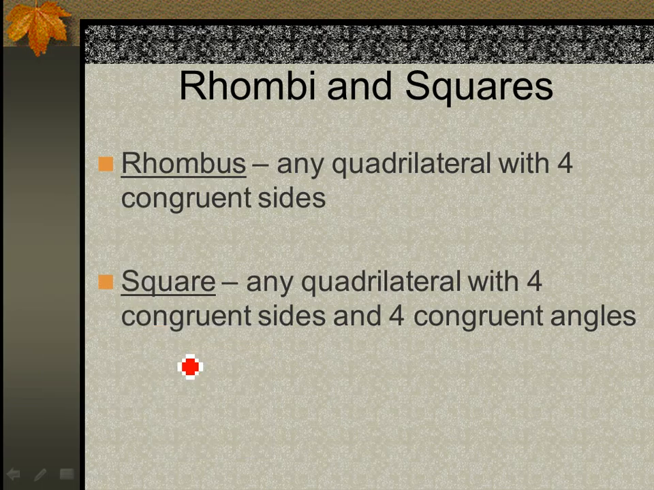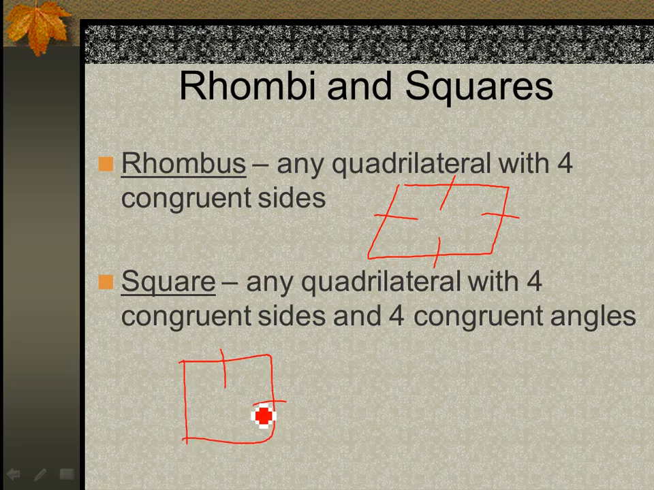So a rhombus, key thing with a rhombus, all four sides are congruent. Key thing with a square, all four sides are congruent. So it's a rhombus, but it's also a what? It's got all four right angles, which makes it a rectangle. So it's a rectangle and a rhombus, which together make a square. Good.